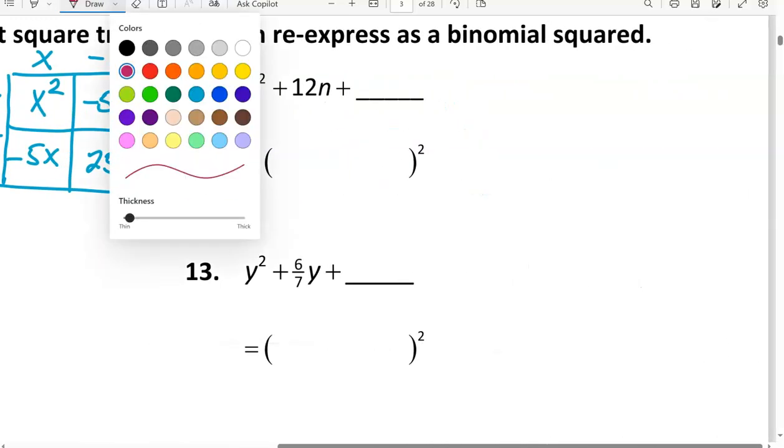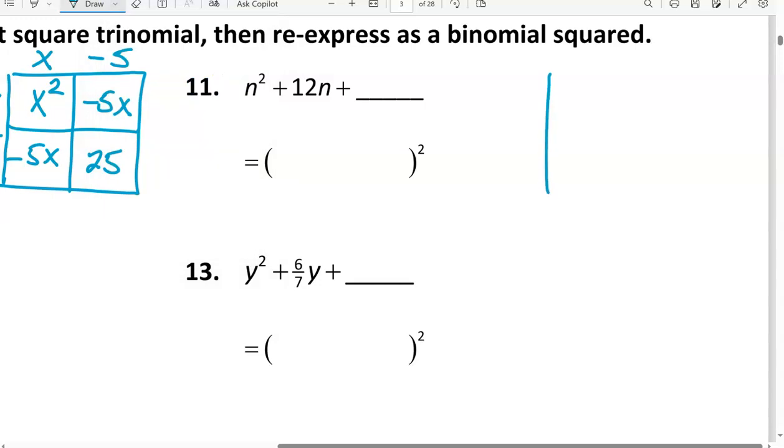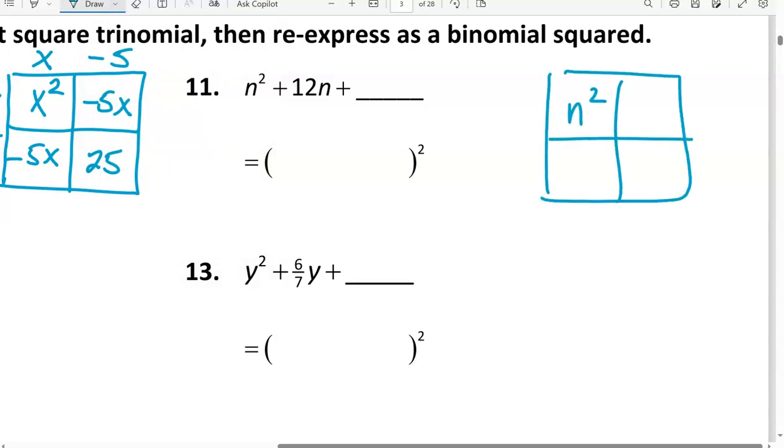In 11, we can also draw a picture. n squared, and then 12n divides into two equal pieces, 6n and 6n. That makes the factors of the trinomial n plus 6 and n plus 6, which means that completing the square involves adding 36. And now this factors into n plus 6 squared.